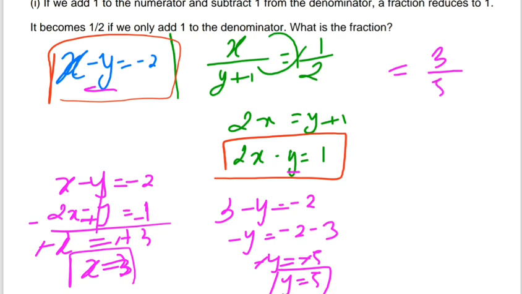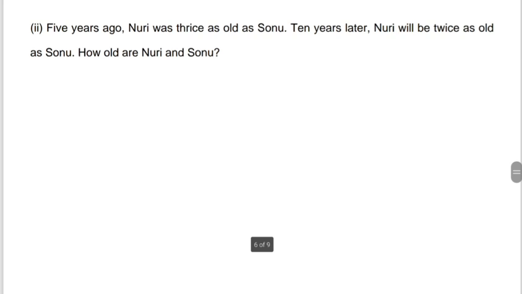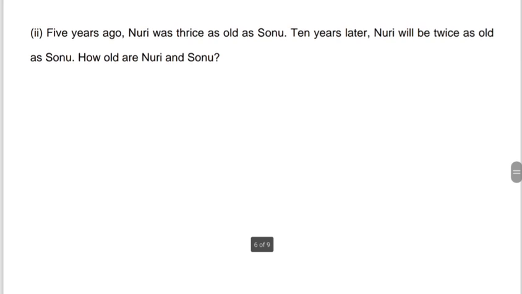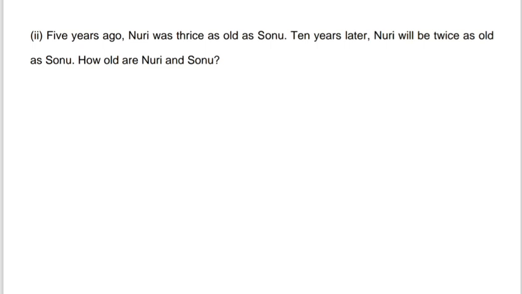So let's go to the second one. 5 years ago Nuri was thrice as old as Sonu, and 10 years later Nuri was twice as old as Sonu. How old is each? So there are two characters in the sum, Nuri and Sonu. I have already said in the previous exercise, if the question begins with ago, then we should subtract, and if it begins with 10 years later, it becomes plus. So ago means minus, later means plus.